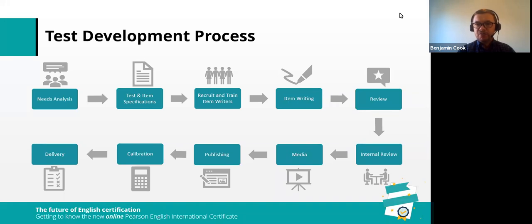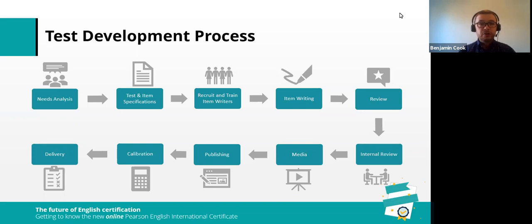When they actually start the item writing, they do this in teams. They have a lot of support, they have team leaders who will give them advice and review their items. So again, we're ensuring that everything the item writers are doing is coming back to these specifications. What we want to ensure is that all the items are consistent. We don't want items that are different across different tests.